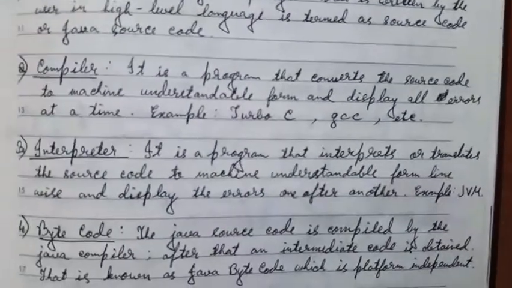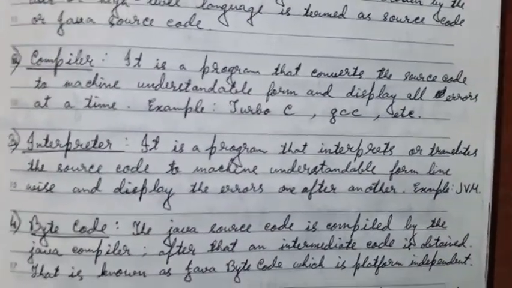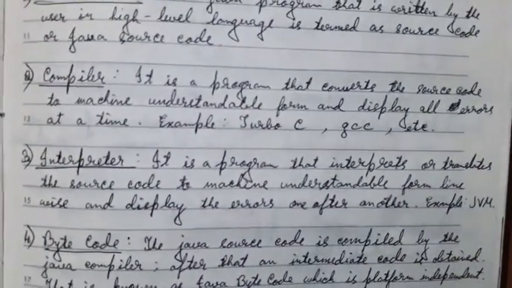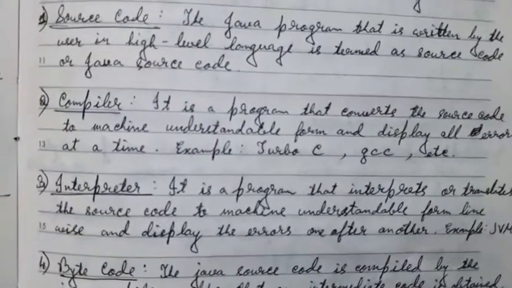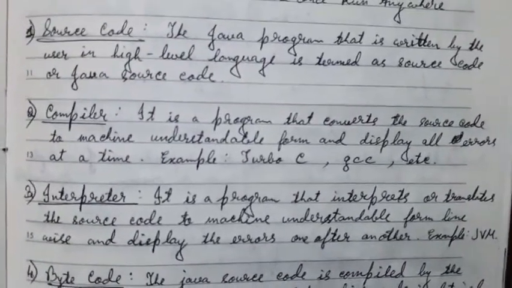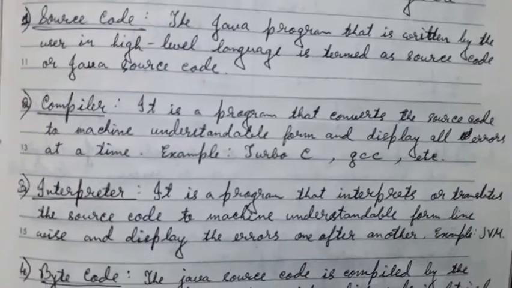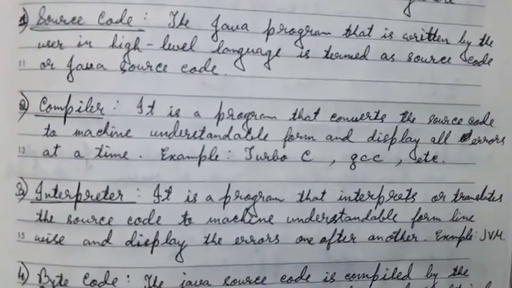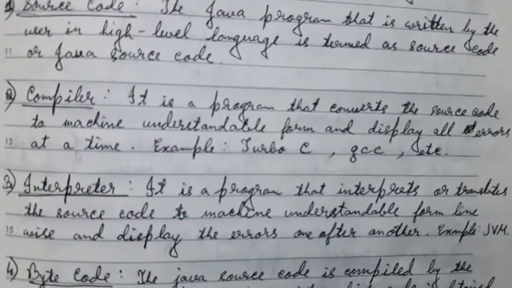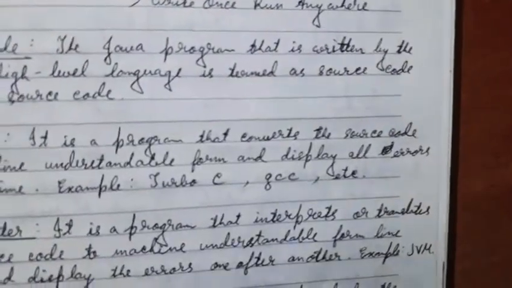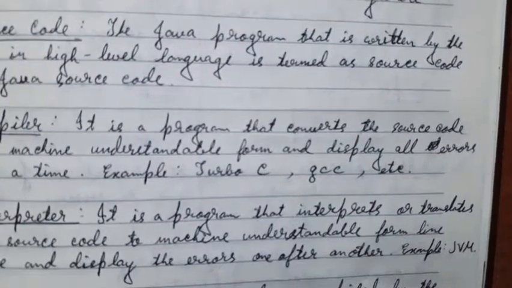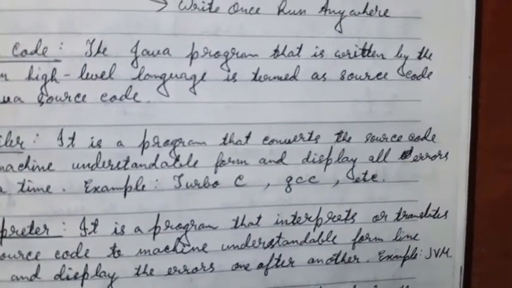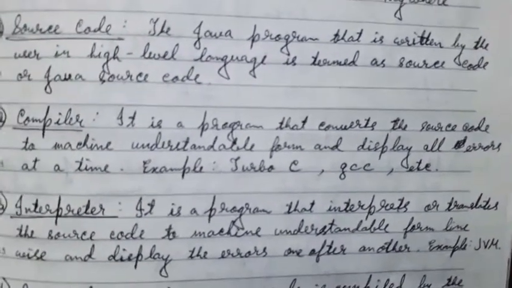And next we come to interpreter. What is interpreter? It is a program that convert. One thing I forgot to mention. Compiler, another example is there, that is javac. Alright, I forgot to mention about the Java thing. So there is javac. It converts the source code to machine understandable form and displays all errors at a time.